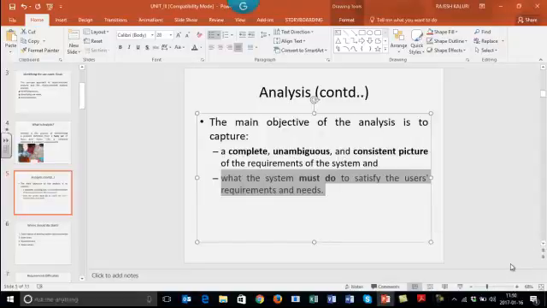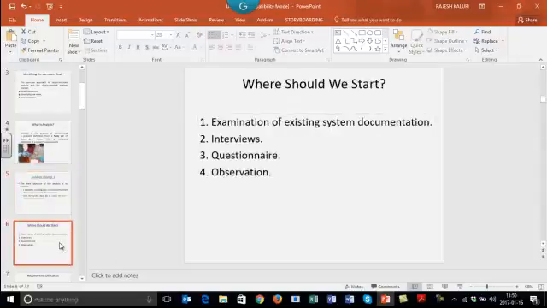Now, in a detailed process, we will see how a system is performing, or what kind of things a system requires generally. So I'm just showing you that in the next slide. So where should we start?